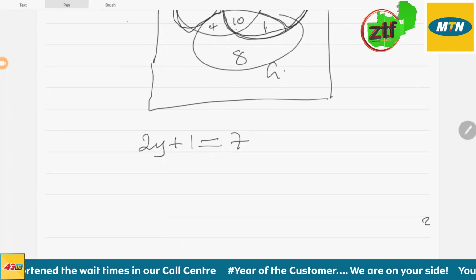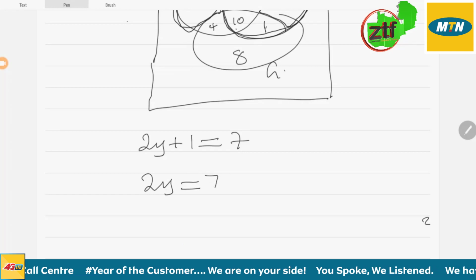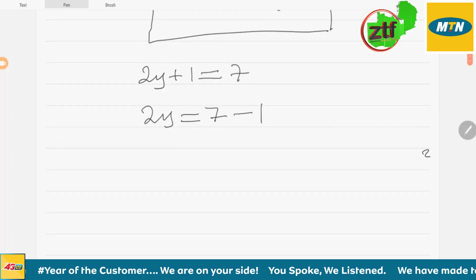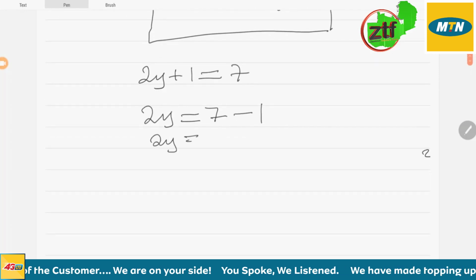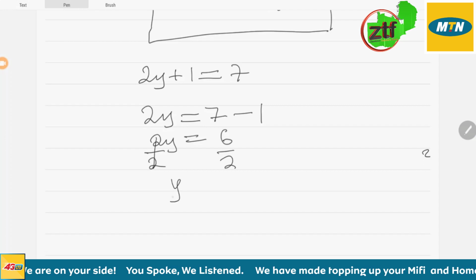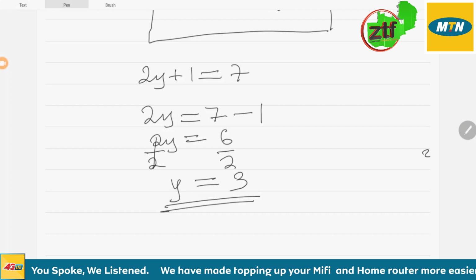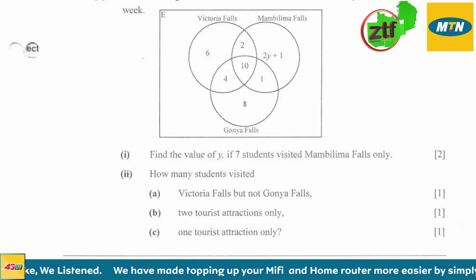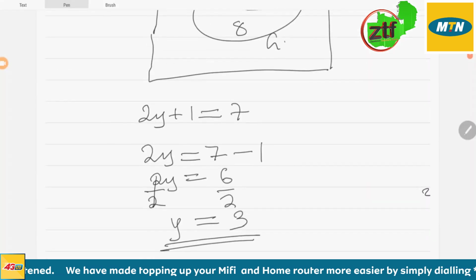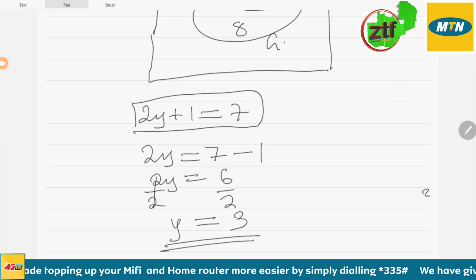So we are going to say 2y plus 1 is giving us 7. This is just a simple linear equation which we can sort out. We're saying 2y, if we transpose this 1 to the other side, we have 7 minus 1. Then 2y equals 7 minus 1, which is 6, then dividing throughout by 2, we have y to be 3. So find the value of y if 7 students visited Mambilima Falls only. The value of y is 3. We can also confirm if the value of y we have found is correct by replacing it where there is y in that equation.